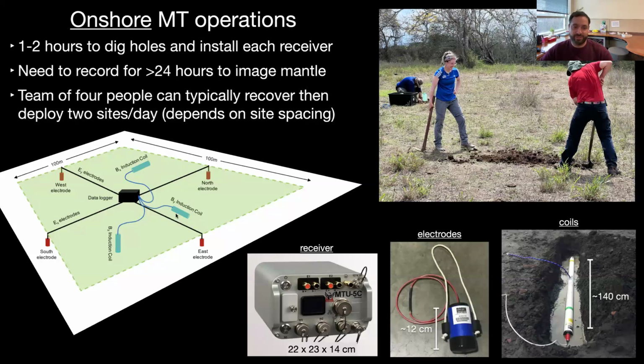And then we have our induction coil magnetometers. What's different on land as well is, if we're interested, we can install vertically oriented coils, and that's to get at what are called tipper data, and it helps you see where conductors are aligned, but I won't be talking about that today. So on average, a team of 4 people, if you have your permitting and depending really on site spacing and land access, typically we can recover and deploy 2 sites a day on average.